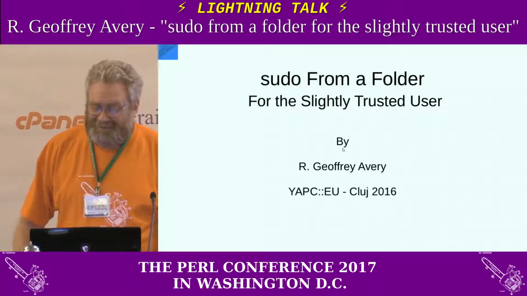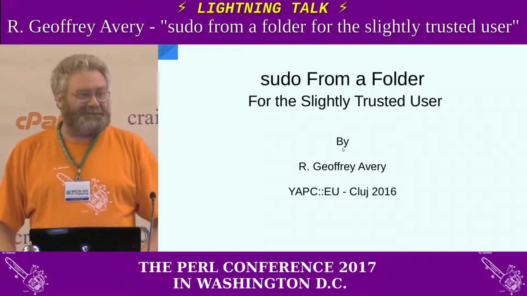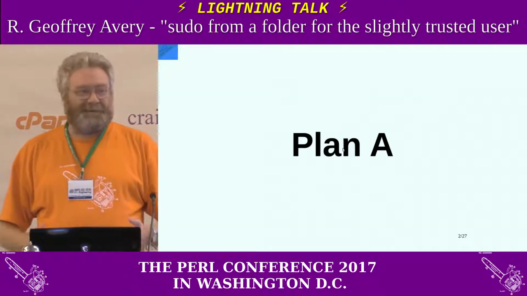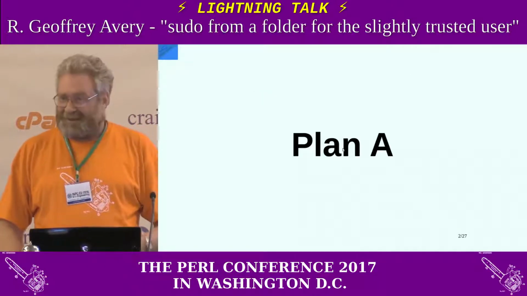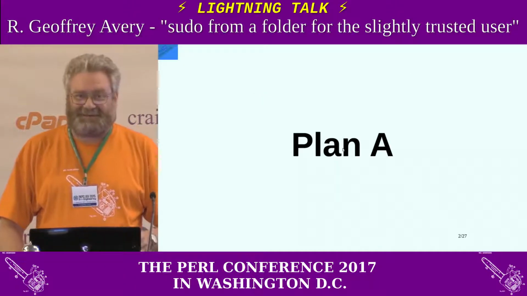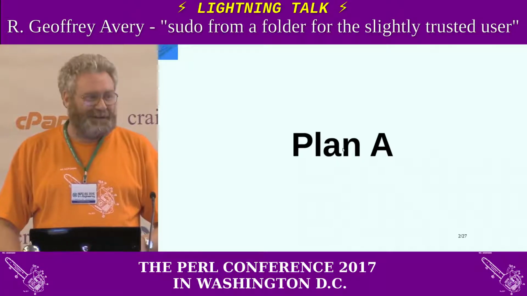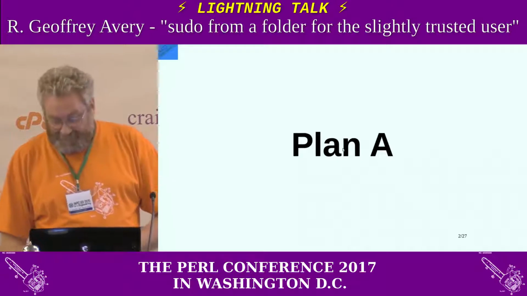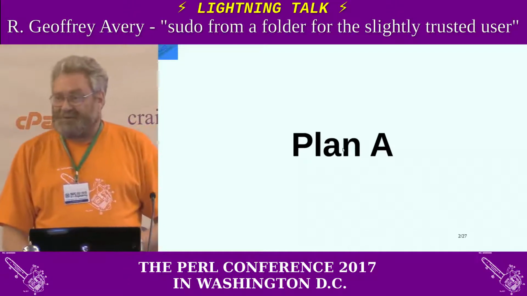Today we're going to talk about sudo from a folder for the slightly trusted user. So the problem that I have is I have a Jenkins user running a Jenkins setup, and occasionally he needs to run things as sudo with full power, but we don't want to just let him run anything because that would be bad. So what ways do we have to do such a thing?